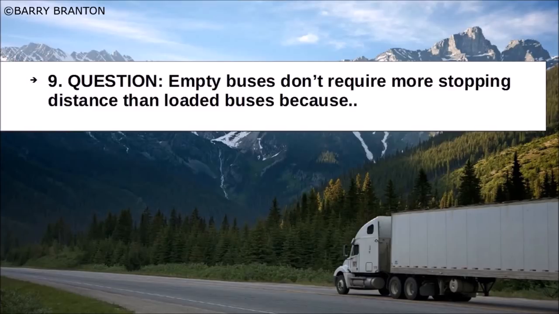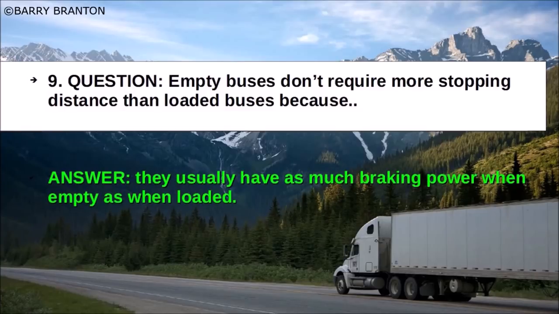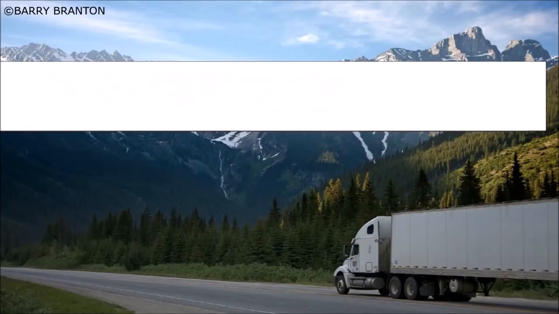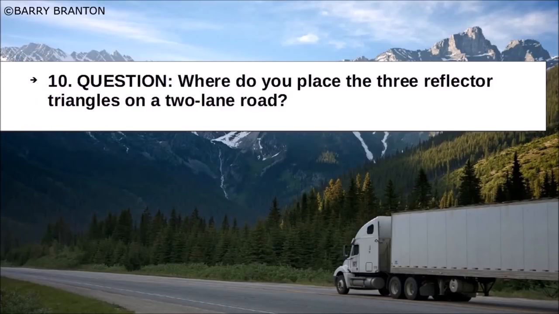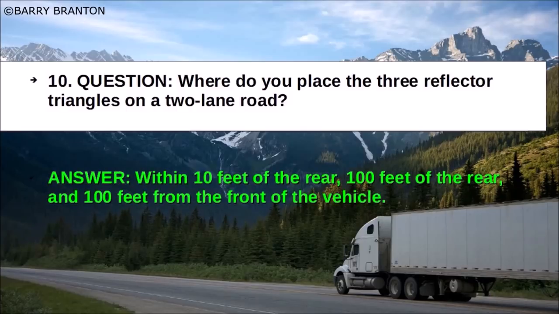Empty buses don't require more stopping distance than loaded buses because they usually have as much braking power when empty as when loaded. Where do you place the three reflector triangles on a two-lane road? Within 10 feet of the rear, 100 feet of the rear, and 100 feet from the front of the vehicle.